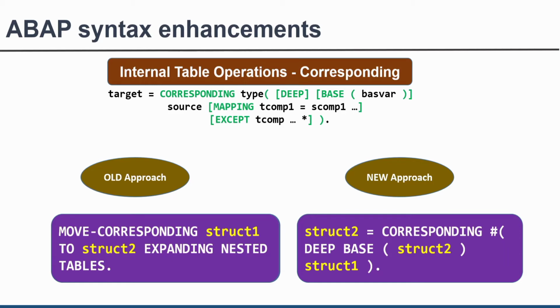Within the first brace, the keywords deep as well as base have to be mentioned, and along with base, the target structure has to be given. Outside that base, the source structure has to be given. This will compare the nested structures and transfer the data accordingly to the target structure 2, which is given on the left side.